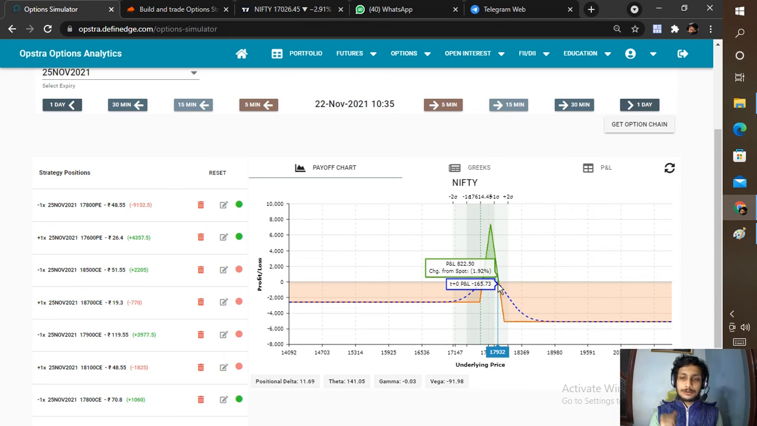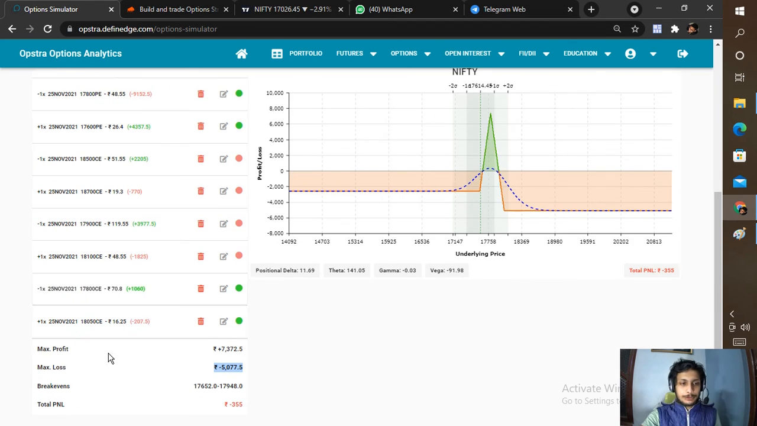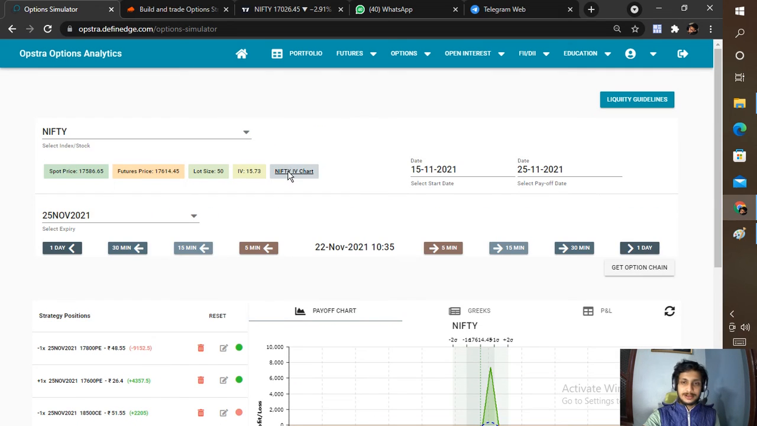We have to just make another copy of this untested side, which means we have to sell another 17,800 call, and buy another 18,050 call to hedge it. Simply we have to make one more copy of these two positions. So what are the positions? A 17,800 call has been sold, a 18,050 call has been bought. So we will do the same.